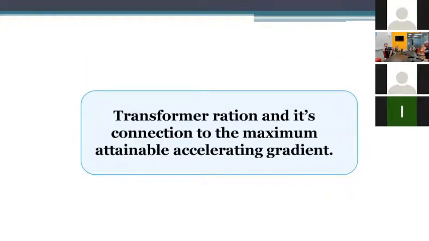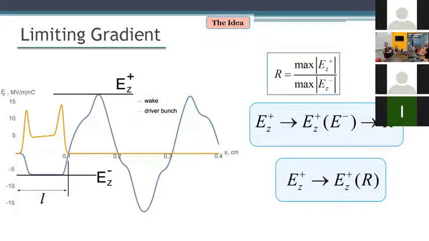While the transformer ratio, I will probably briefly talk about that. I'll try to wrap it up, and then I'll just briefly show all the other 40 or 50 slides that I have, and we'll conclude and switch to the questions. So the transformer ratio is another thing. I mentioned that it is the ratio between EZ minus and EZ plus: the higher the ratio, the higher the energy of the trailing beam. Indeed, a very simple toy model.